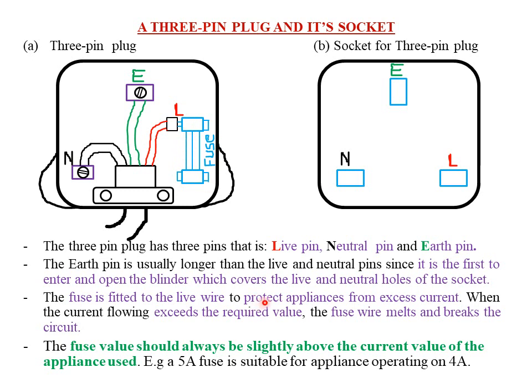The reason is to protect appliances from excess current, because remember, when you disconnect the live wire, the neutral and the earthing wires do not have huge amounts of current. So once you disconnect the live wire, it means you are free from electrical shocks. So the fuse is fitted to the live wire to protect the appliances from excess current. Now when the current flowing exceeds the required value, the fuse wire melts and breaks the circuit, hence protecting the electrical appliances.